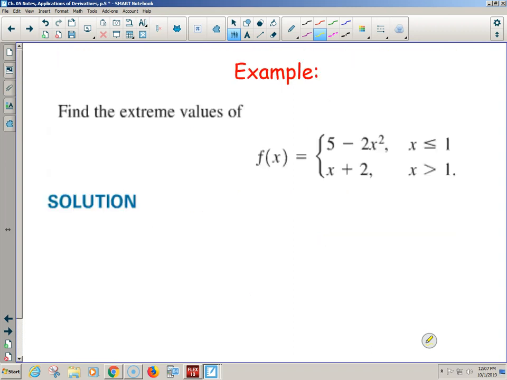Alright, your turn. Ready, set. It's a surprise. Go. And I didn't give you a closed interval. Go. You have to consider the big picture, the entire function. Find me the extreme.